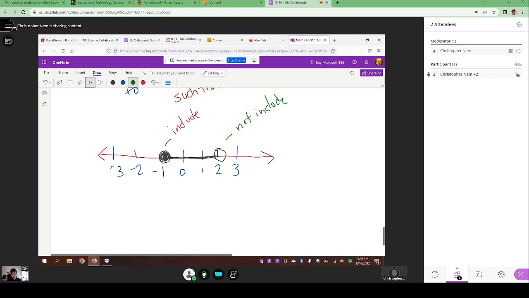So we want to include -1, but we do not want to include 2. Our lowest number is -1. Our highest number is 2. You always go from lowest to highest. So we're going to write -1, comma, 2. That's where our interval starts and ends.